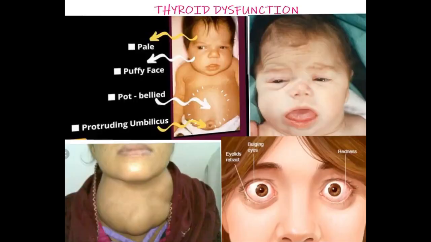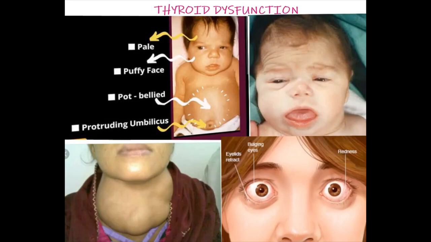Thyroid dysfunction. What is the meaning of dysfunction? The thyroid gland is not functioning properly. That means sometimes it may secrete an excess amount of hormones or it may secrete a less amount of hormones. That condition is known as thyroid dysfunction.